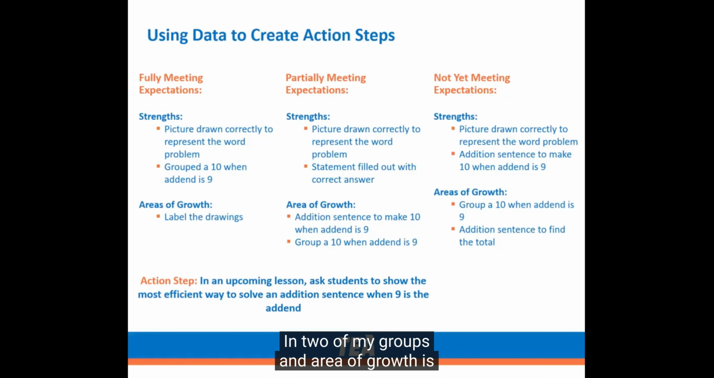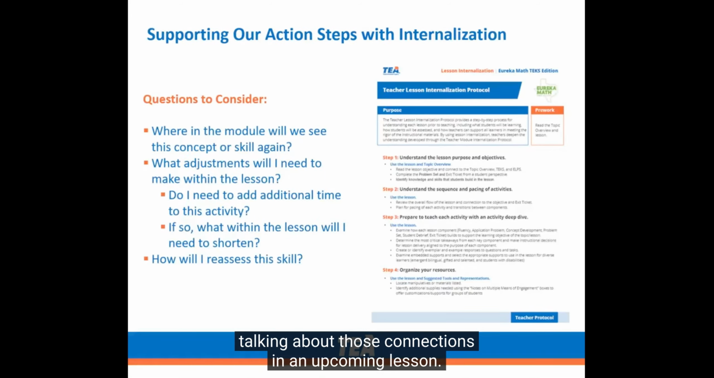In 2 of my groups, an area of growth is the grouping of 10 when counting on from 9. I'm wondering, has this teacher's instruction focused on memorizing steps like remember to always add a 1? Has the teacher asked questions about how the pictures and equations show the same information? The root misunderstanding here is that students do not yet see the clear connection between the counting on of 9 to 10. Therefore, my action step is to get students talking about those connections in an upcoming lesson.